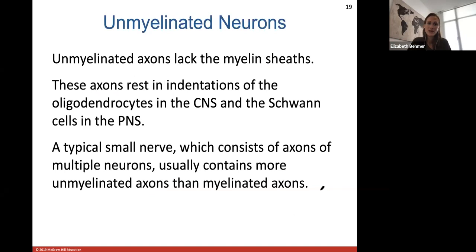Unmyelinated axons lack the myelin sheaths, so they do not have them. These axons will rest in indentations of the oligodendrocytes and the Schwann cells. And a typical small nerve consists of axons of multiple neurons. So if we think about nerves in our body, and we'll learn where they're located, for example, in your forearm, you have an ulnar nerve and a radial nerve. And if we were to dissect a cadaver, we could see white nerves throughout the body. A nerve just consists of many, many axons bound together. And usually some contain unmyelinated and some contain myelinated axons, and there's often more unmyelinated axons than myelinated.